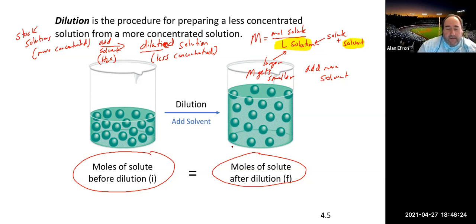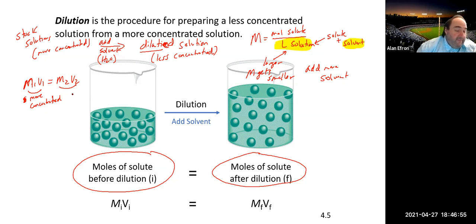There actually is a dilution equation that is commonly used. That's one version of it. Most people use M1V1 = M2V2. M is molarity, V is volume. In this case, the first one is usually the more concentrated solution. It doesn't have to be, but usually the first is the more concentrated. M2 is the final molarity and V2 is the final volume, and that's the less concentrated.